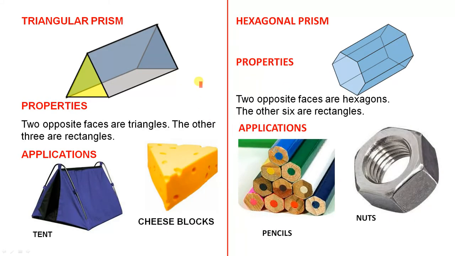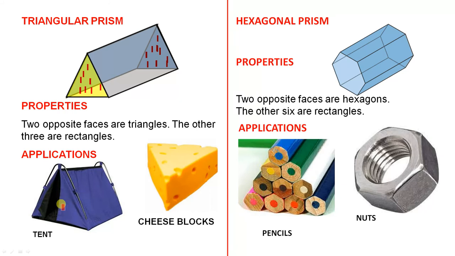The triangular prism, you can see it quite clearly. Those 2 faces there, that one and this one, they're both triangles. That's why it's called a triangular prism, and then they're linked up by those lines. The properties: 2 opposite faces are triangles, the other 3 are rectangles. That's very obvious. The applications are very clear.